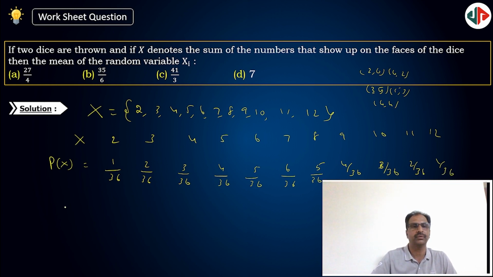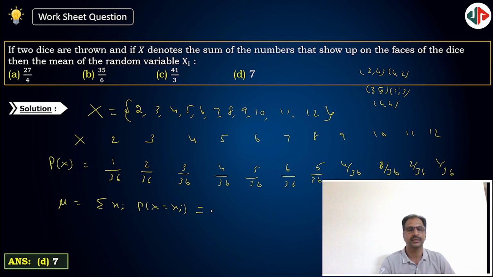Now how to find the mean? Sigma xi into P of x is equal to xi. Multiply the values of x with the probabilities and then add, and your answer will be 7.